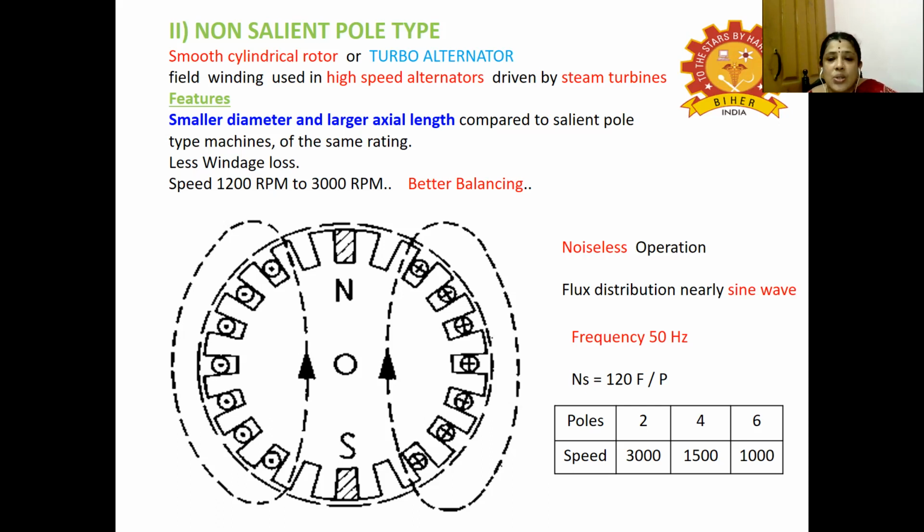Frequency is 50 Hz, so Ns = 120f/P, where f is the frequency. For poles 2, 4, and 6, with the frequency usually set to 50 Hz, the speed will be 3000, 1500, and 1000 RPM.